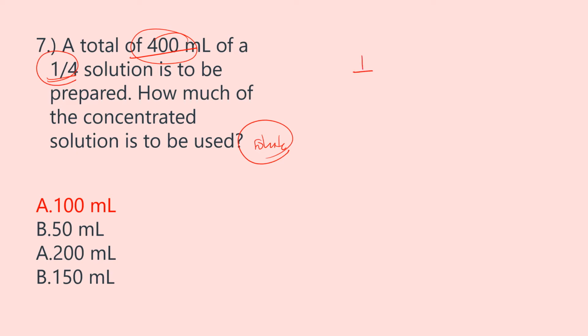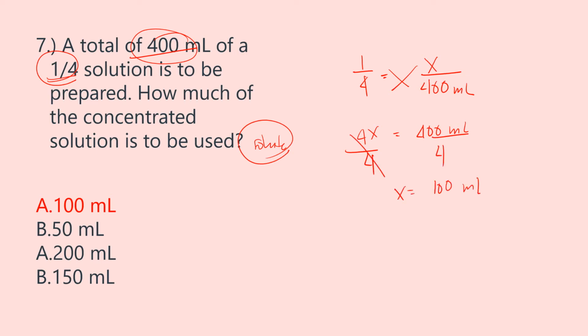So you have 1 over 4 is equal to x, because that is what we are looking for, the volume of solute, over the total volume, which is 400 ml. So you have to do cross multiplication. You have 4x is equal to 400 ml. So divide both sides by 4. You have x is equal to 100 ml. So therefore, the volume of the solute in a 400 ml solution with 1 over 4 dilution is 100 ml.